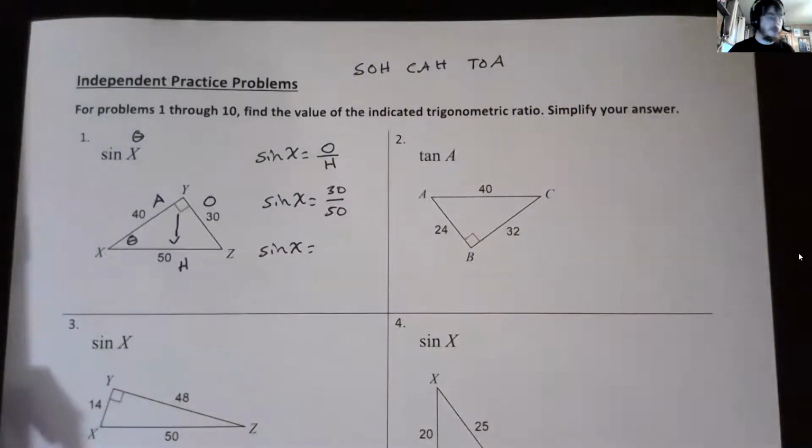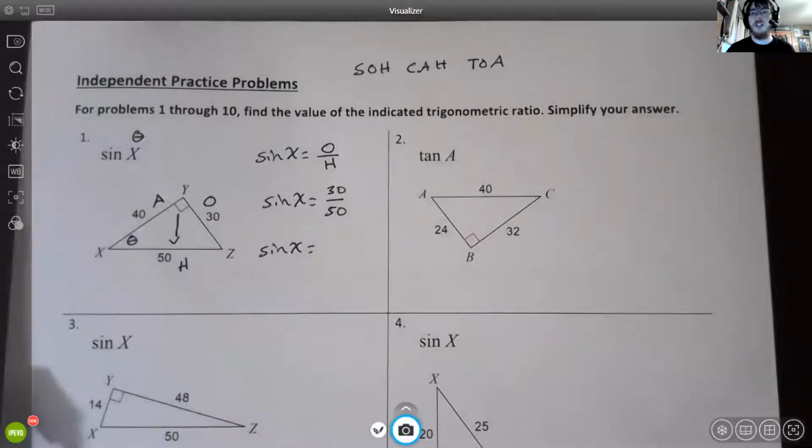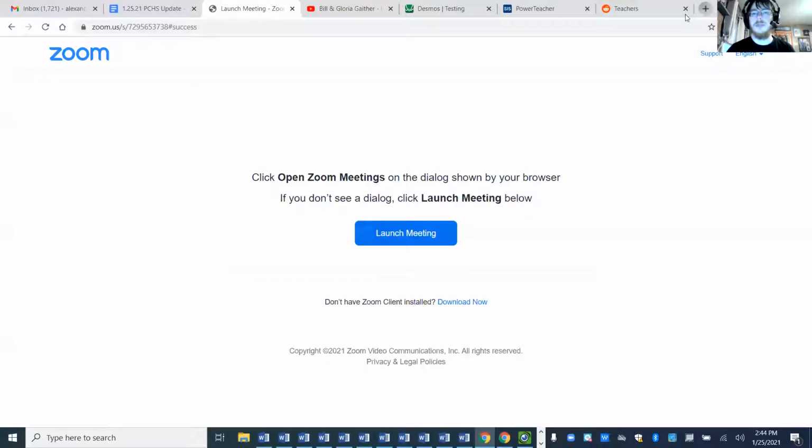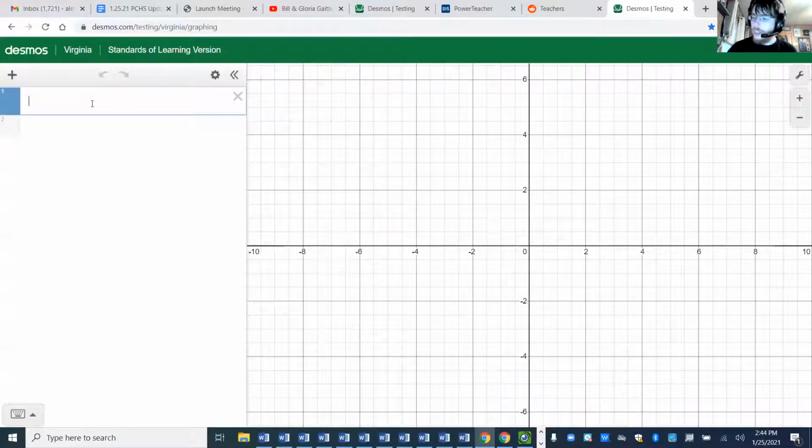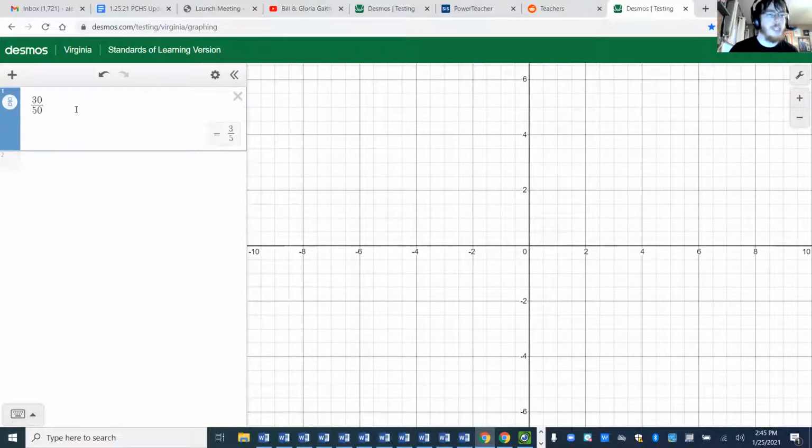And that means that sine of x is equal to 30 over 50. And what it wants you to do is simplify your answers. So what you need to do is go into Desmos, and in Desmos, you need to type in your fraction, and it'll give you a decimal. Then you need to click on this circle with the fraction bar in it to get your simplified fraction. If these 2 are the same thing, then you would just write that, and that would be your answer. But here we have 3 over 5 is what it simplifies to. So in this case, sine of x is equal to 3 over 5.